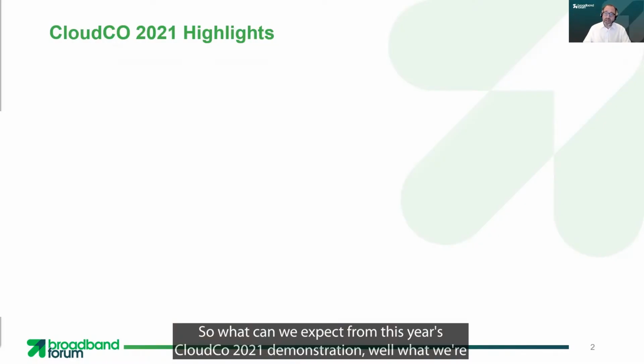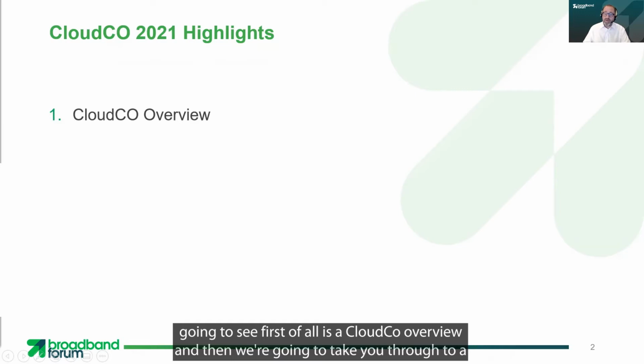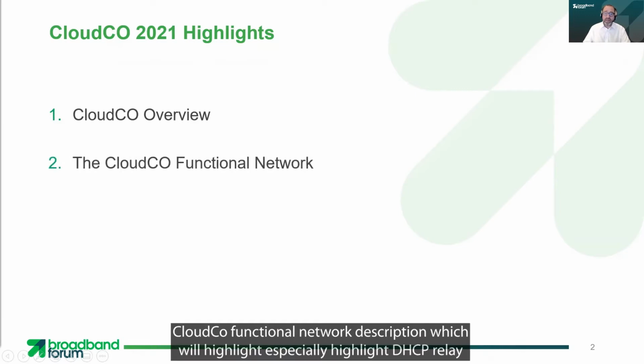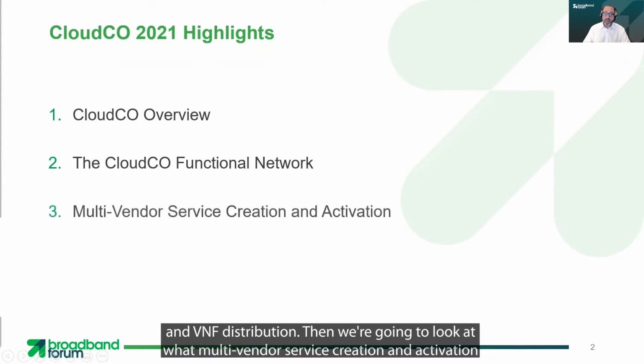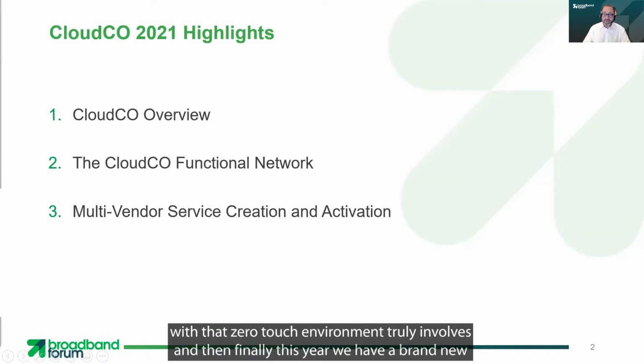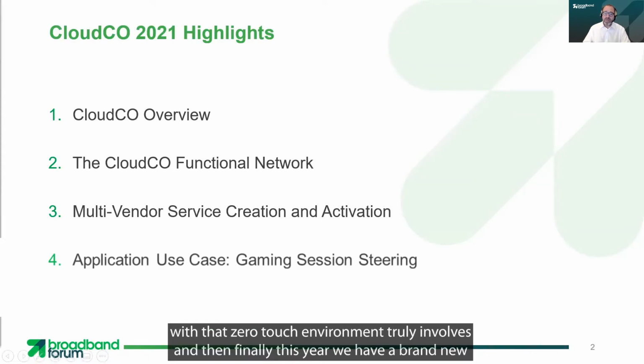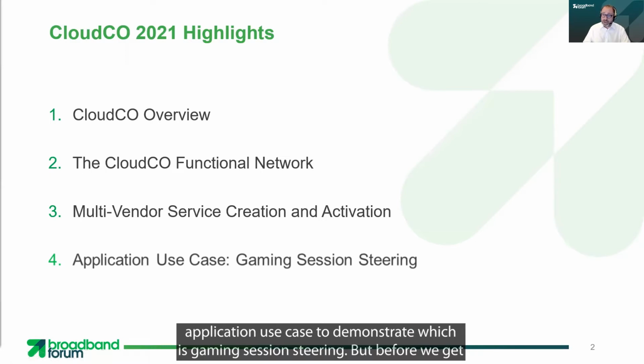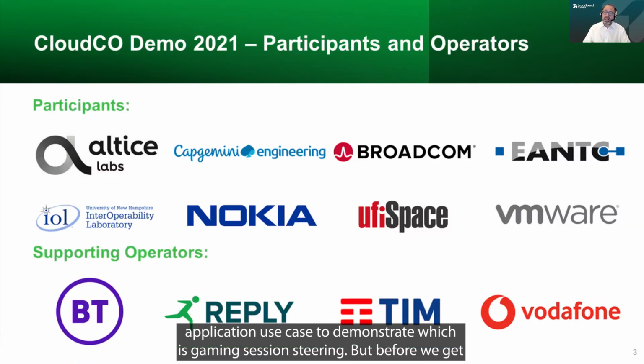So what can we expect from this year's CloudCO 2021 demonstration? Well, what we're going to see first of all is a CloudCO overview, and then we're going to take you through to a CloudCO functional network description, which will especially highlight DHCP relay and VNF distribution. Then we're going to look at what multi-vendor service creation and activation with that zero-touch environment truly involves. And then finally this year, we have a brand new application use case to demonstrate, which is game and session steering.